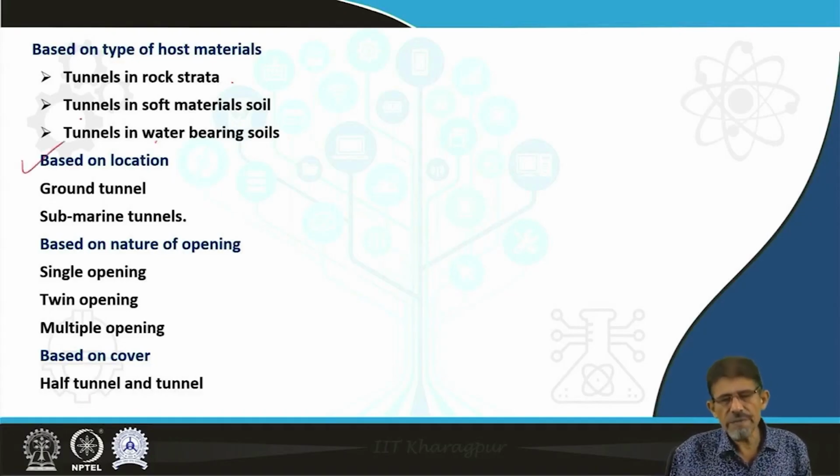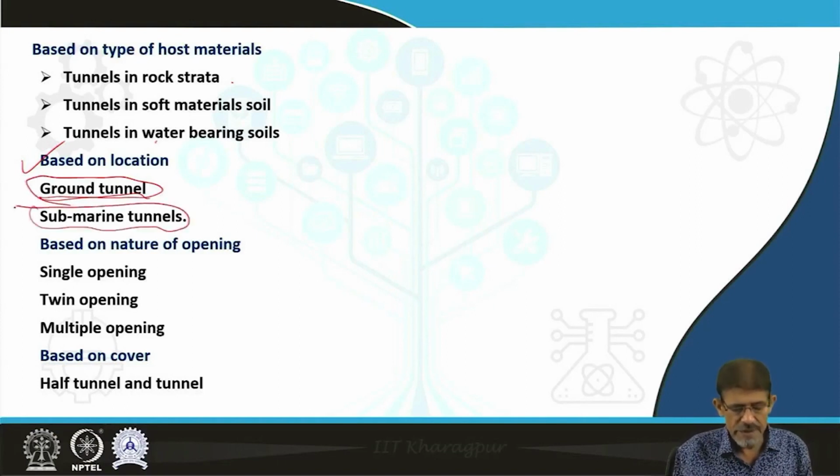Based on location, we can categorize tunnels as ground tunnels. As the name indicates, they are present in geological ground, in rock strata or in soil mass, and located on the continental side. Another is the submarine tunnel, located underwater, partially water and partially land. Nowadays we have some examples of successful marine tunnels or undersea tunnels.